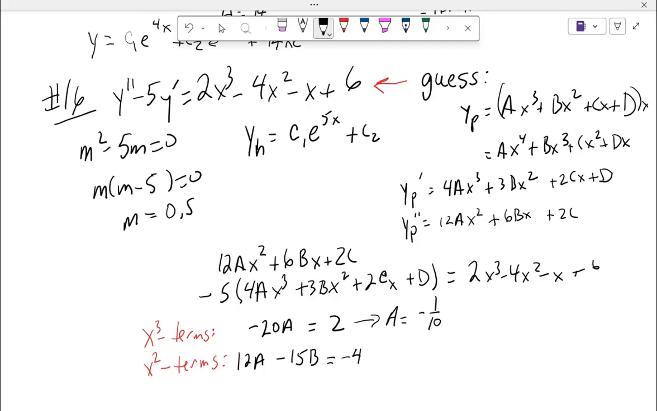We know what a is. Can we figure out what b is pretty quickly? Yeah, it's not too bad. Negative 15b equals, that would be negative 12 over 10, which is negative 6 over 5. I need to add 6 over 5 to the other side. 4 is 20 over 5, so I'd have a negative 20 plus 6, which is a negative 14 over 5. Assuming I did my arithmetic correctly.